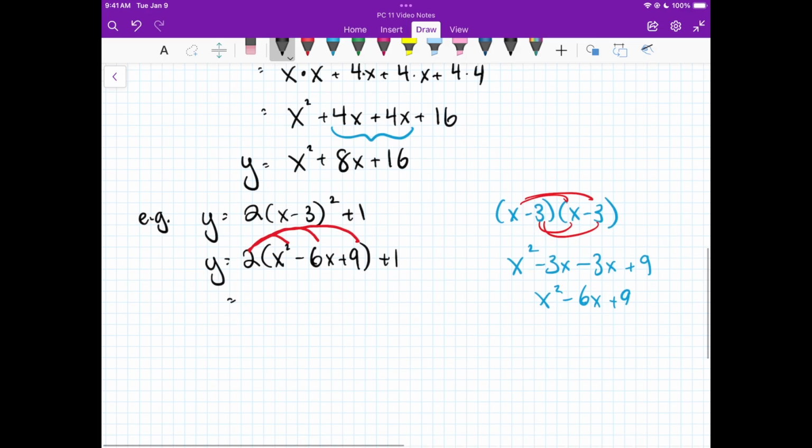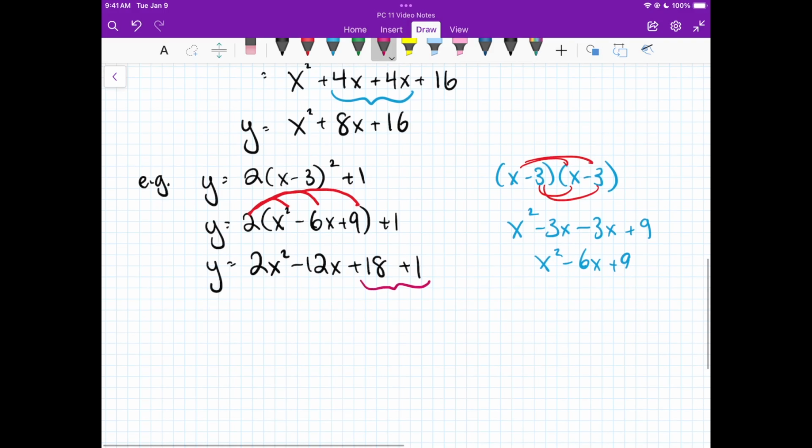So we've got 2 times x squared, which is 2x squared. We've got 2 times negative 6x, negative 12x, and 2 times 9 gets me 18. And then we still have that plus 1 at the end. And then our last little thing here is we do have two like terms in the 18 and the 1. So if we put those together, we've got y equals 2x squared minus 12x plus 19. And this is standard form. All right, so now we could use this maybe to solve an equation or to combine with something else or who knows what.